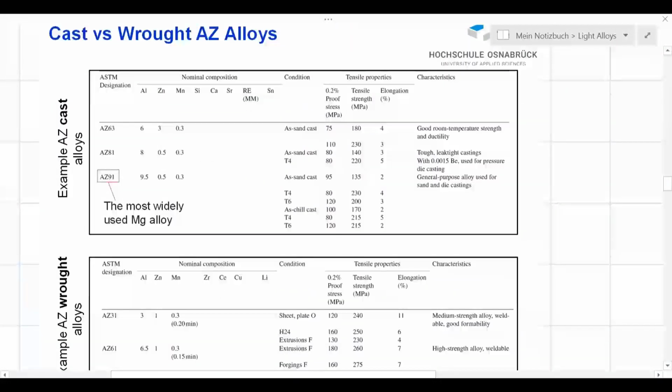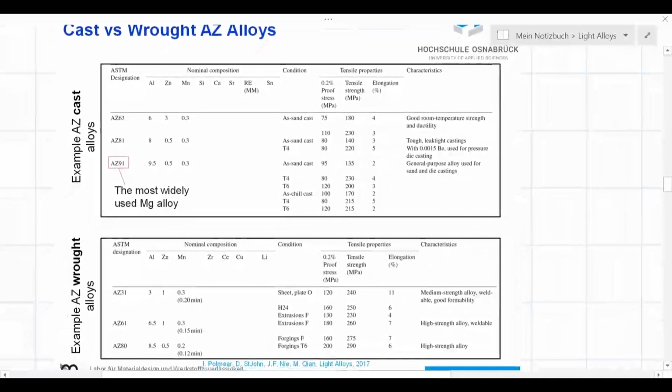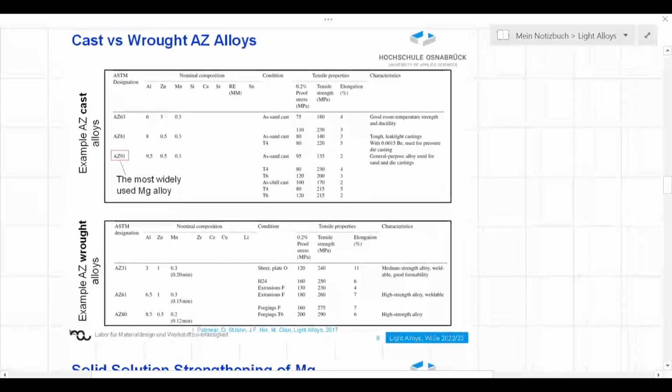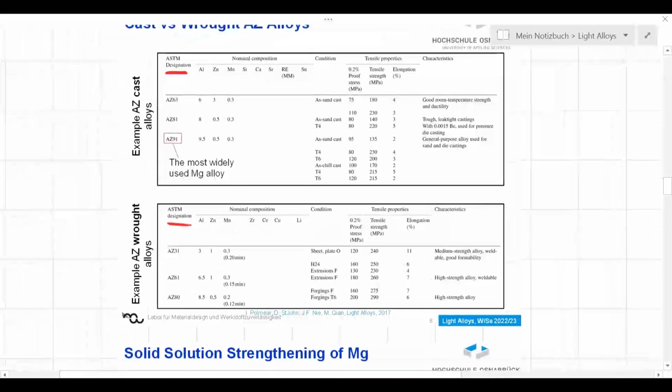Good. Here are some examples to just give you an impression of chemical composition and also a comparison of cast and wrought magnesium alloys. So here we are looking at some alloys, and for both of them, for wrought ones and for cast ones, we use the same ASTM designation. The one we reviewed is applicable to both of them, right? Doesn't matter if it's cast or if it's wrought.